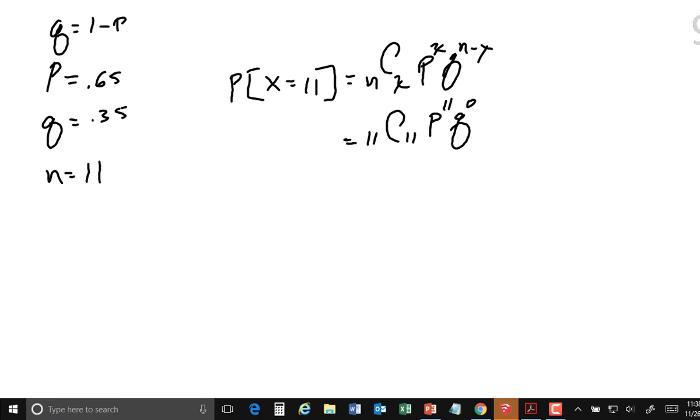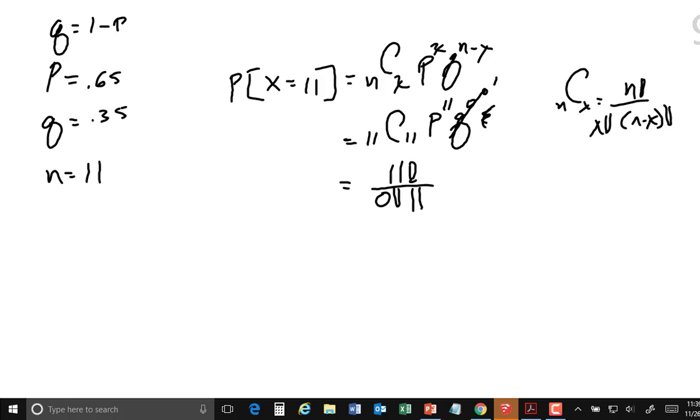Understand? So what is q to the 0? 1. Anything raised to the 0 is 1. Got it? And then p is 0.65, well, there it is already, to the 11. So what I got is 11 factorial divided by 11 factorial times n minus x factorial, and n minus x is 11 minus 11, that's 0 factorial. So you can see that 11 factorial is going to divide out and be 1.